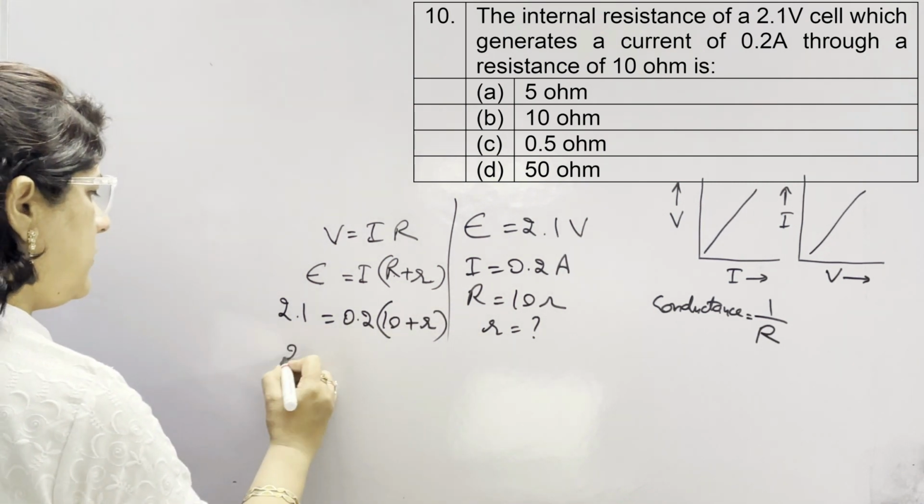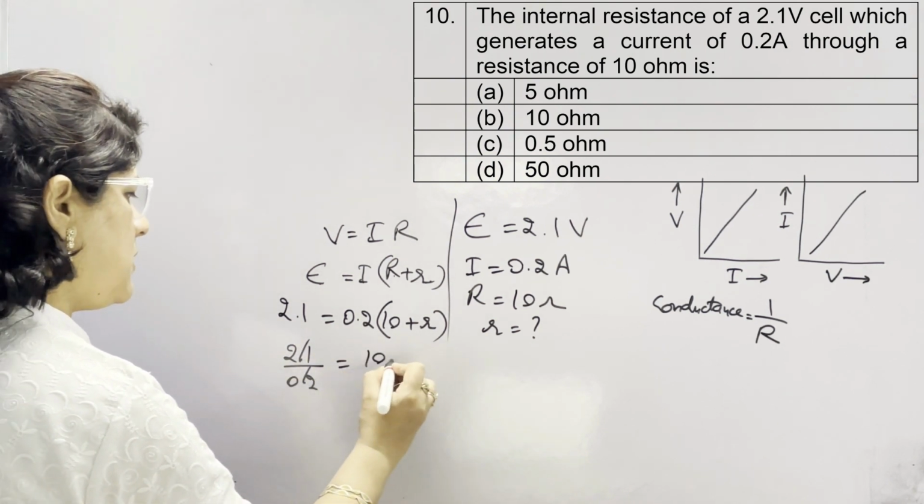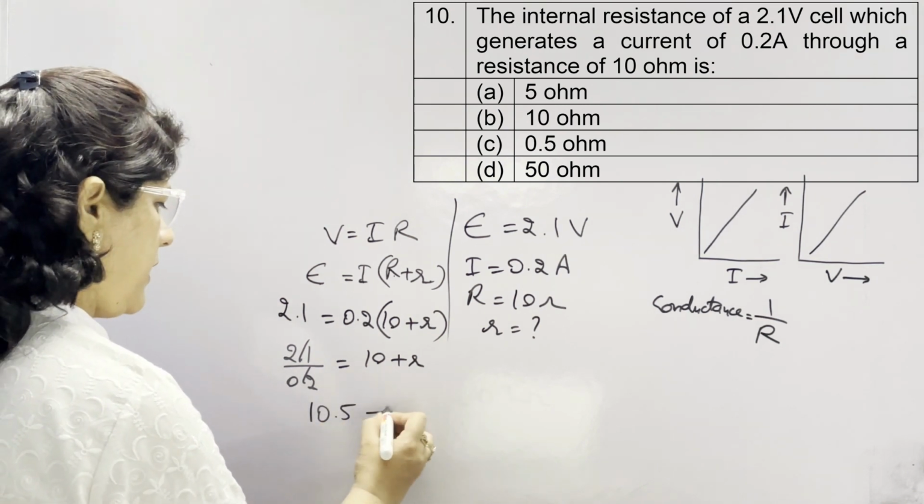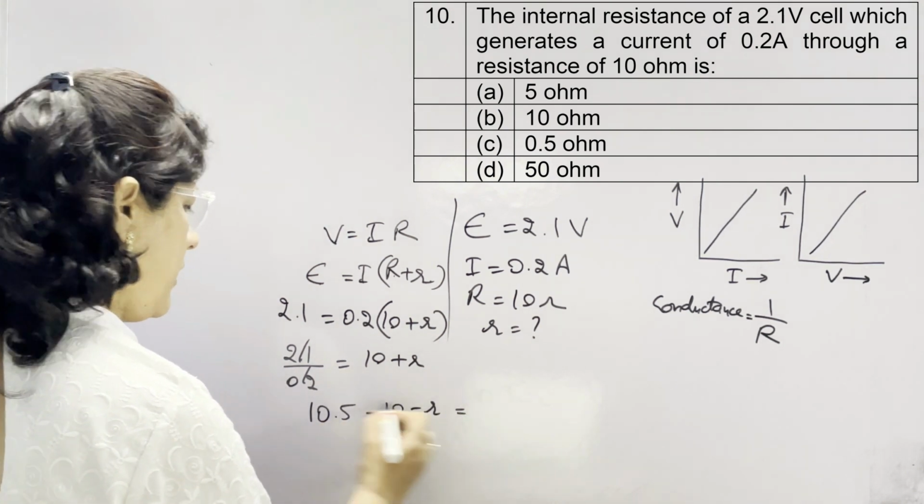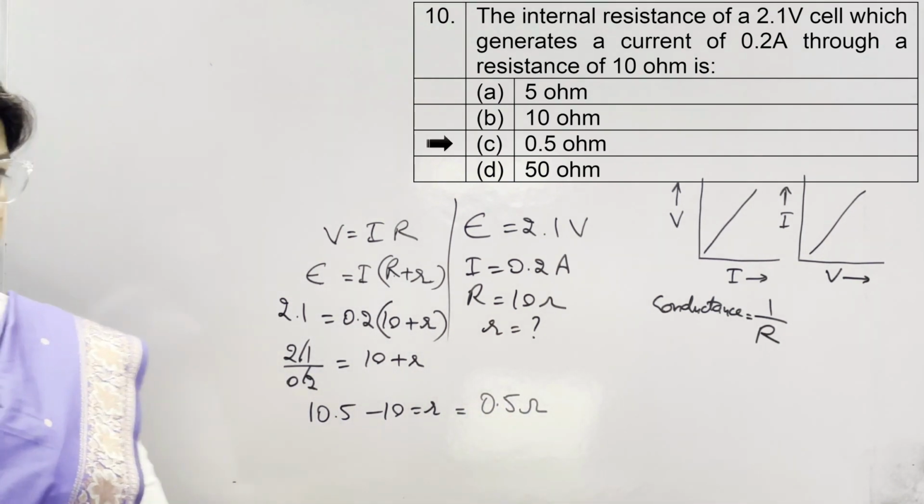So 2.1 divided by 0.2, cancellation of decimals, is 10 plus r. Here it means 10.5, then minus 10 is equal to r, and after subtracting we will get 0.5 ohm as the value of the internal resistance.